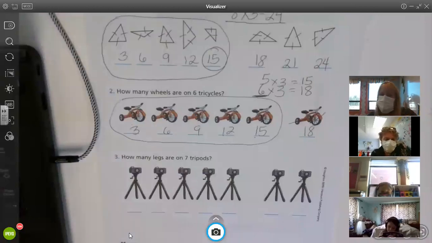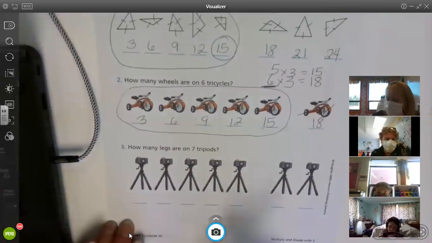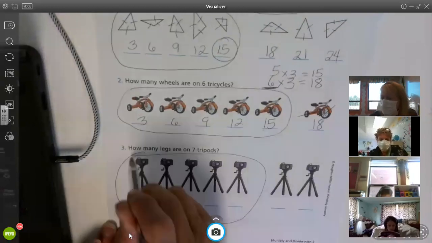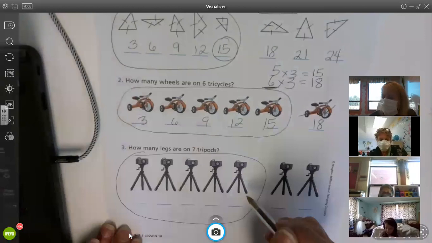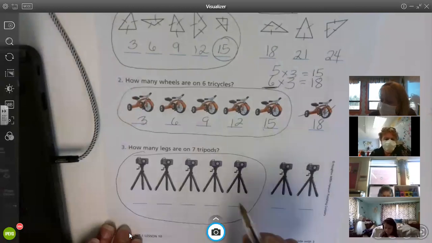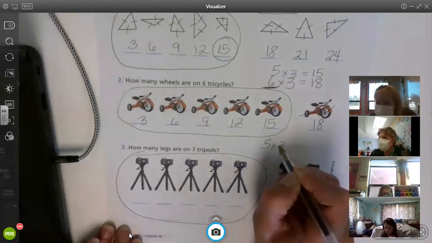Okay, now we have 7 tripods. Go ahead and circle your 5 tripods. How many legs are going to be on those 5 tripods? 3 for each of them, but if there's 5, that's 5 groups of 3. Do we already know what 5 times 3 is?